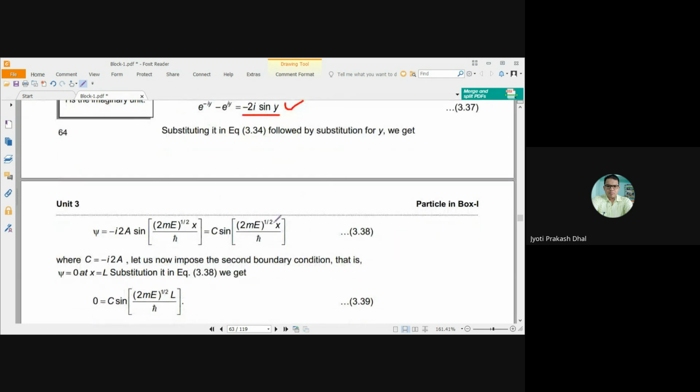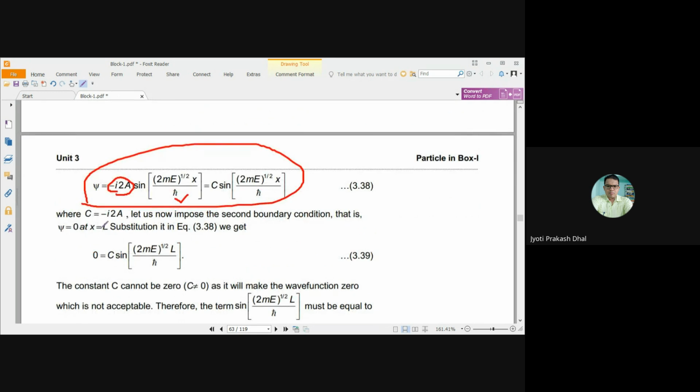Now, putting these values, we can write psi equals minus i 2a sin square root of 2mE x by h cross, which is equal to c sin square root of 2mE x by h cross, because this one is constant, where c equals minus i 2a.